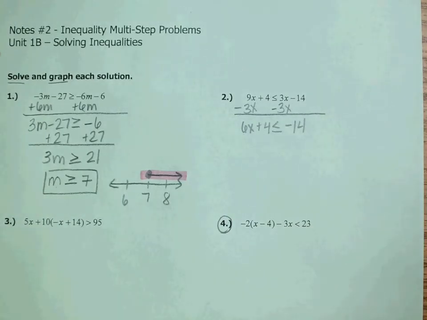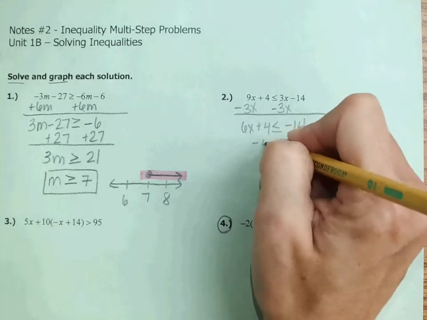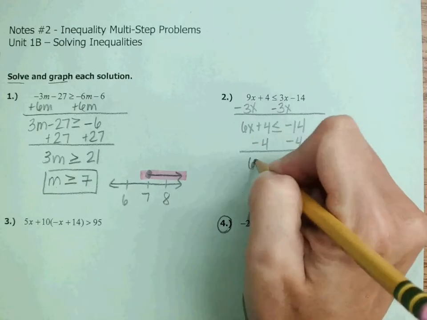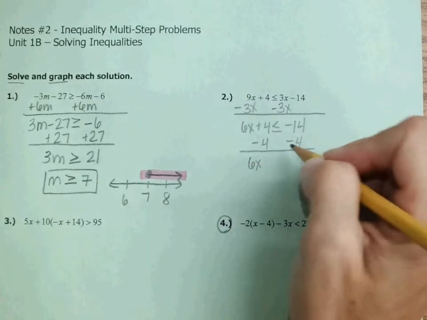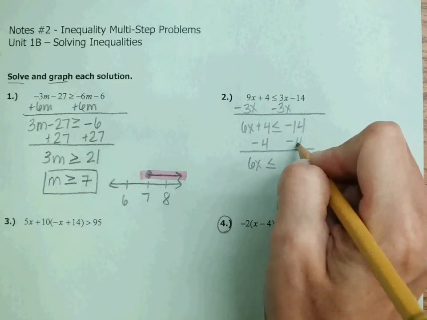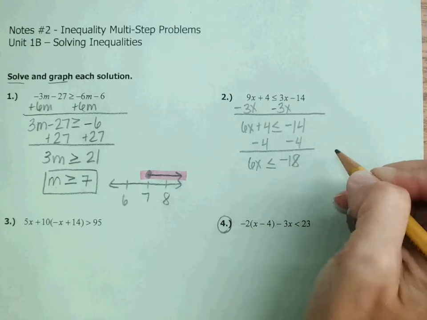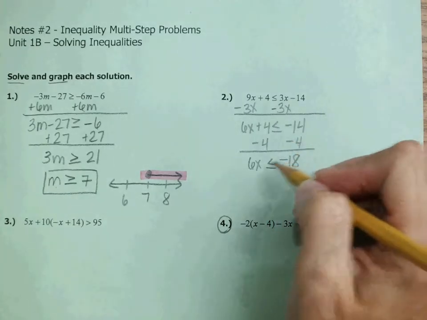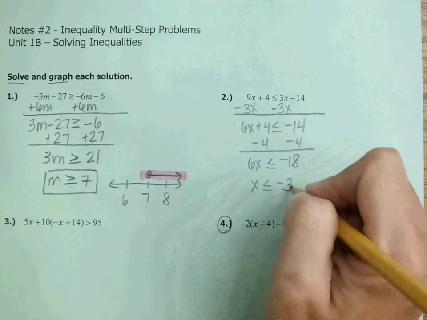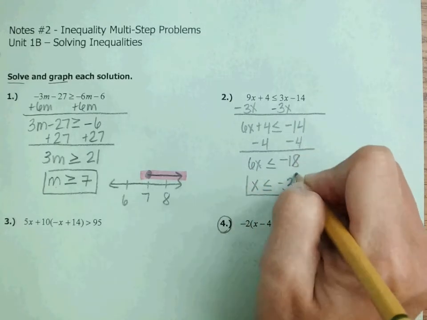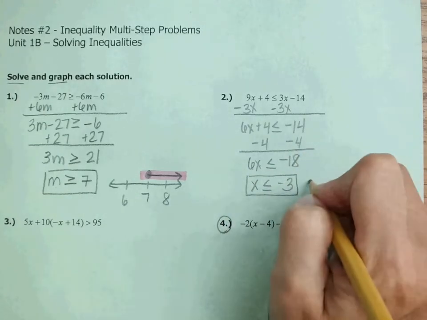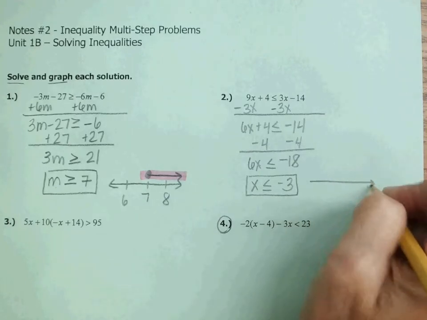Now we have to get our constants to the other side. So I'll subtract 4 from both sides. I'm going to drop down 6x. 4 minus 4 is 0. We don't write that. I'm going to drop down less than or equal to. Negative 14 minus 4 is negative 18. And so my answer is x is less than or equal to negative 3. So 6 times negative 3 is negative 18. You can write in divide by negative 3 if you want, or you are not required to show that step.